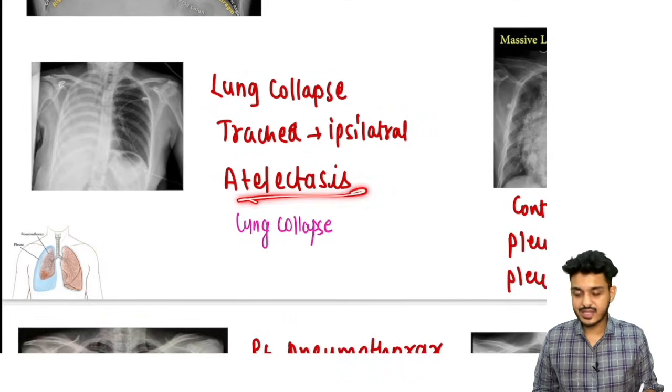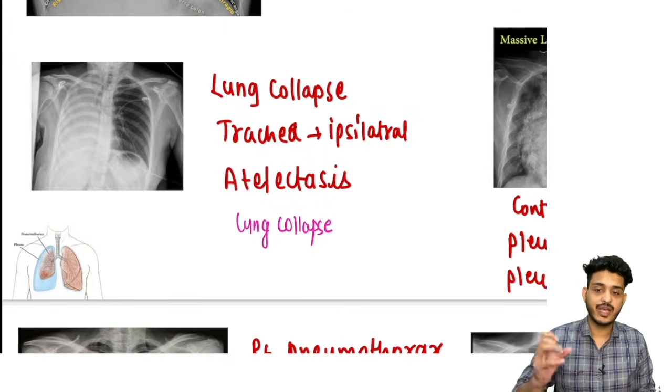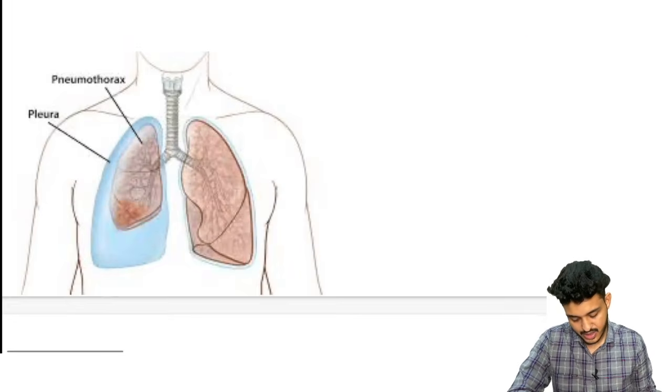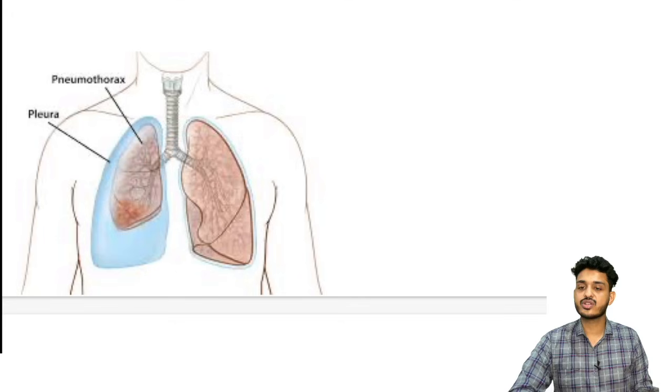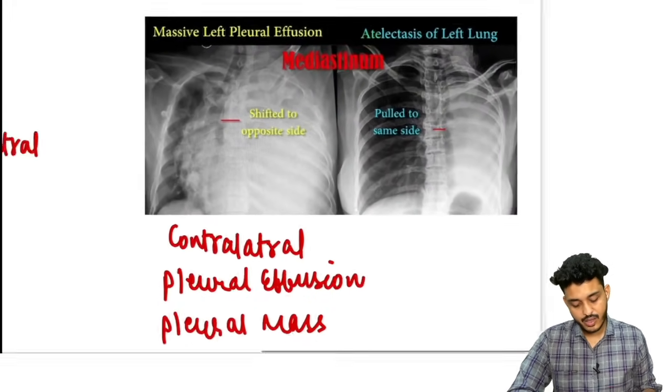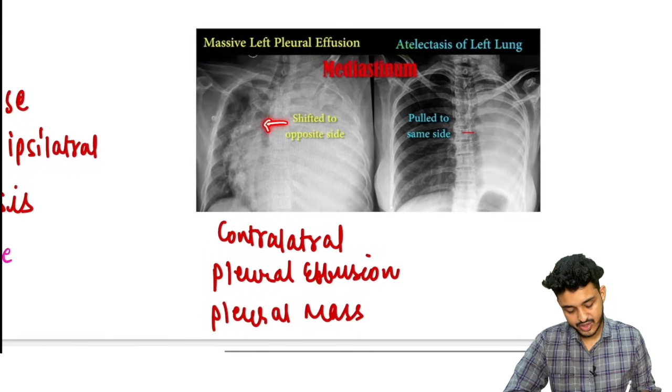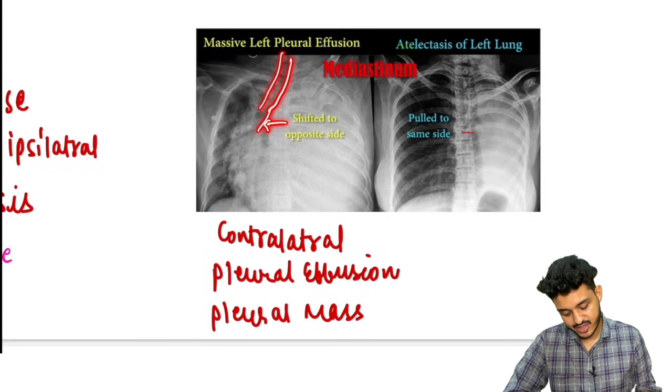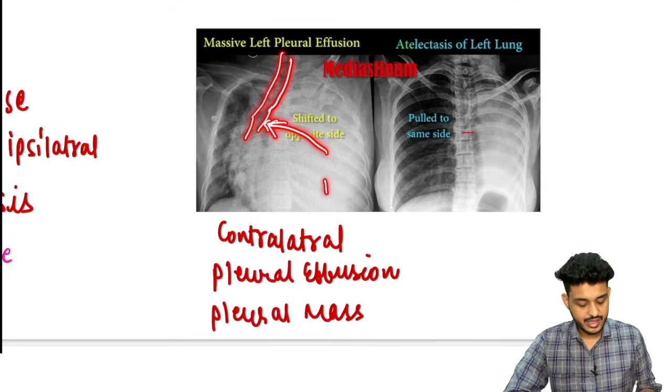You can have this in cases of atelectasis, where you will be having lung collapse, right? Lung collapse is going to cause what? Deviation of the trachea on the same side. Okay, when you have opposite side deviation of the trachea, you can appreciate this trachea is deviated to the opposite side. Here there is a problem.